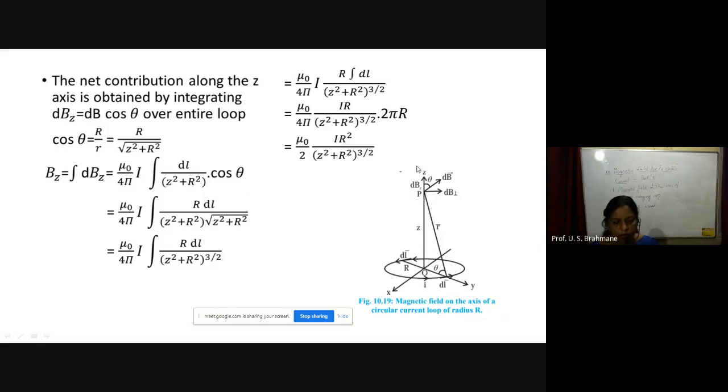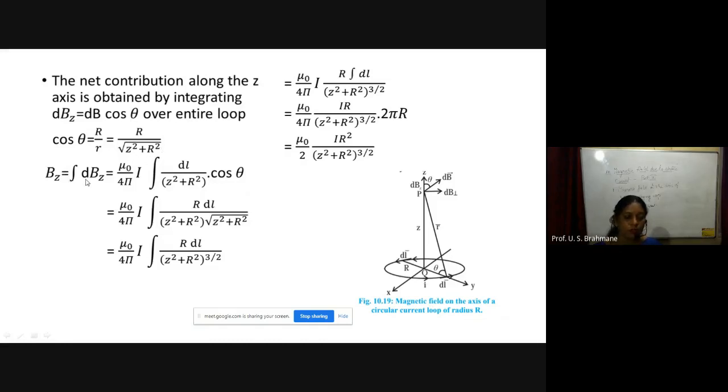So you're going to add all this to take the summation, or rather integration. So we take it as dB cos theta. The sine theta will get cancelled if you take this angle theta here. So its components are sine theta and cos theta, but here sine theta will get cancelled, and because of that we have cos theta. So cos theta is equal to, we know by trigonometry, capital R upon small r, which is equal to capital R upon, now you know what r is, it is under root of z square plus r square.